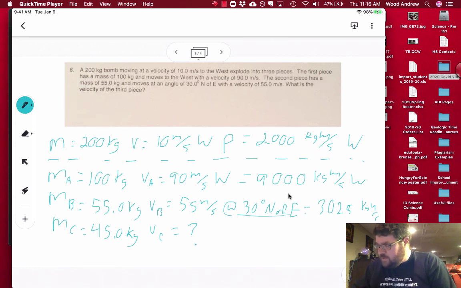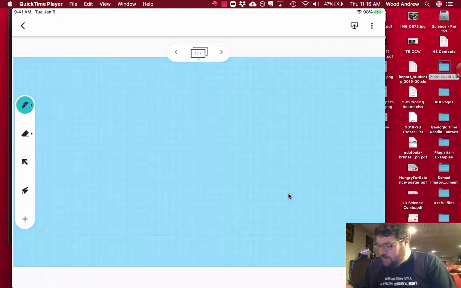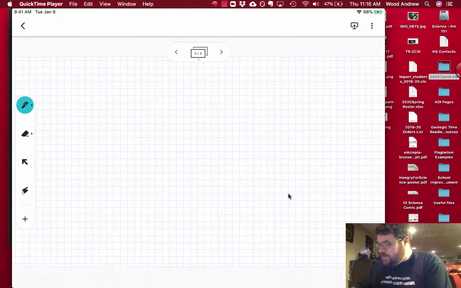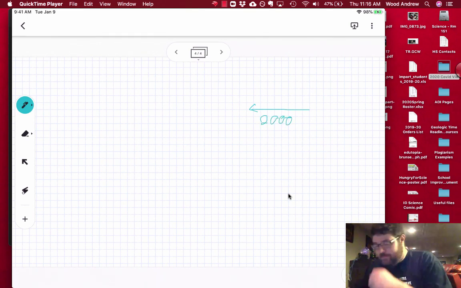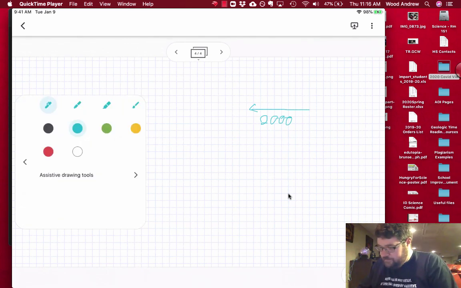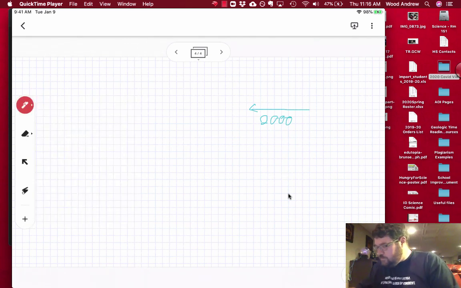So, it always helps to draw out a diagram. We know when we're done, we have to have a total momentum of 2,000 to the west, which would be to the left in this case. I know that after the explosion, I'm going to do this in a different color, we have object A, which would be 9,000 to the west.